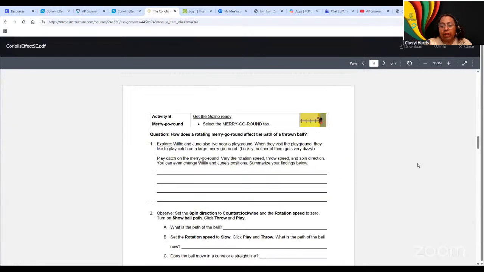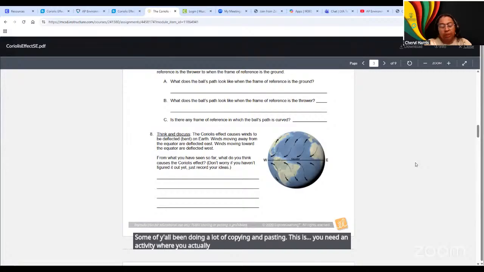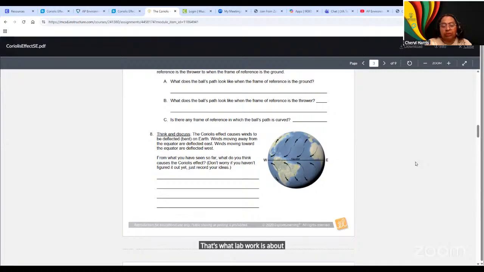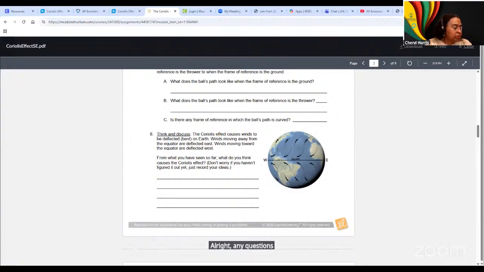Some of y'all been doing a lot of copying and pasting. You need an activity where you actually have to read and respond. That's what lab work is about. If you were in a classroom, you would have an activity similar to this. All right, any questions?